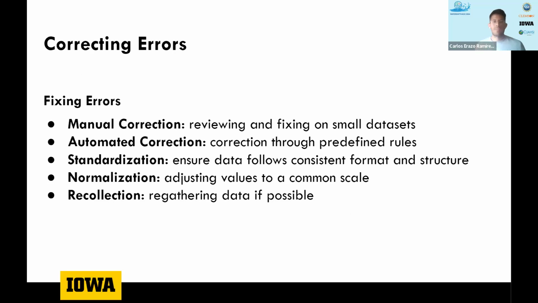Fixing errors, the way you do it is manual correction, reviewing and fixing small data sets; automated correction by predefined rules, standardization, normalization; and recollection. Recollection is, I do not rely on this data whatsoever, so I might as well leave my sensor running for some time once again.